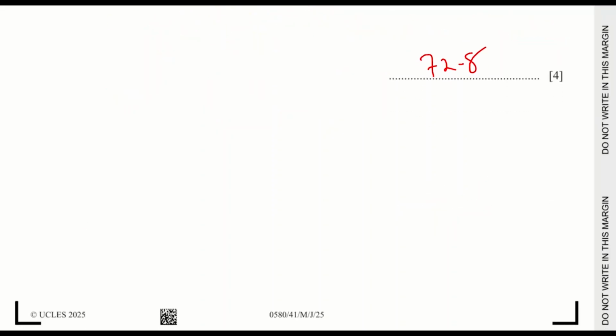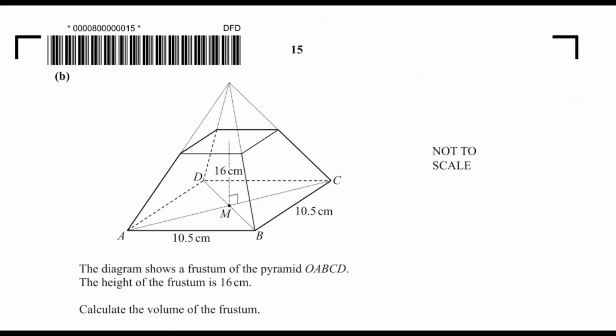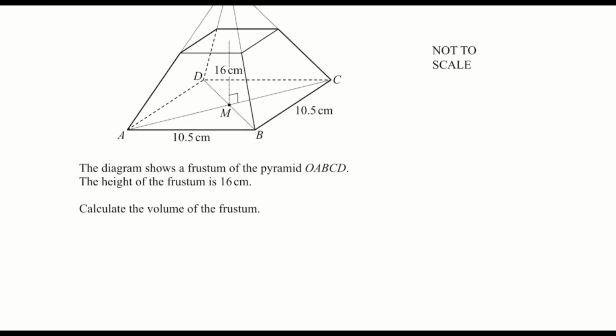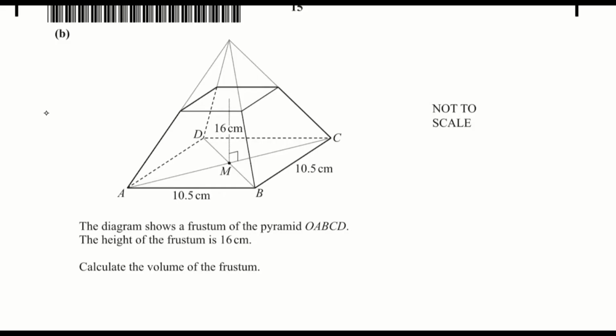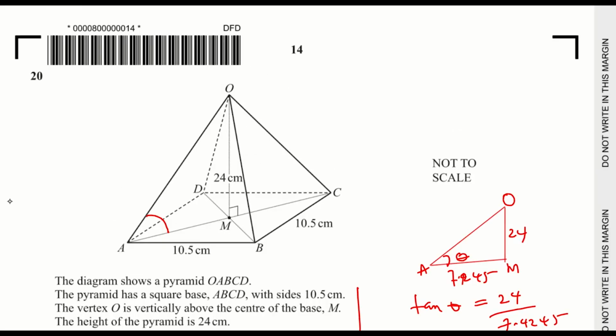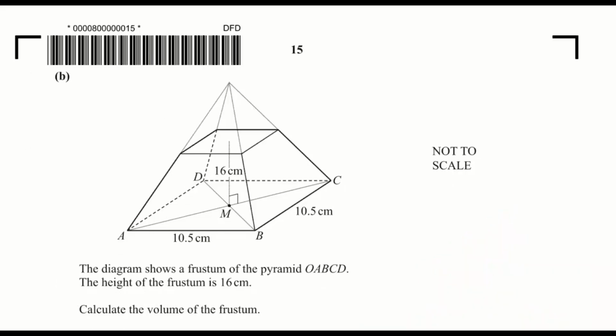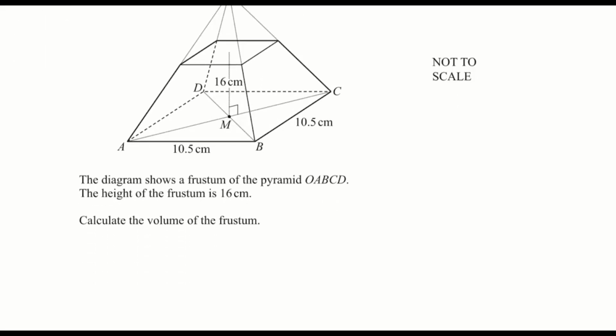So let's go to the next question, which is part B. The diagram shows a frustum of the pyramid OABCD. The height of the frustum is 16 centimeters. Calculate the volume of the frustum. This part B has a connection with part A. Remember that we are given the height of the whole diagram here, that is 24 centimeters. That will go a long way to solve this question.